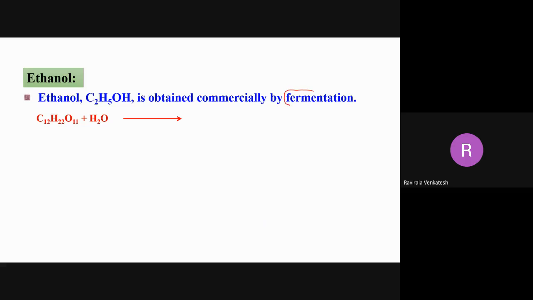Ethanol is prepared by the fermentation process, and it is not poisonous. Fermentation takes sugar, from sugar canes. On hydrolysis in presence of invertase, an enzyme, a biocatalyst, sucrose gives 1 mole of glucose and 1 mole of fructose.